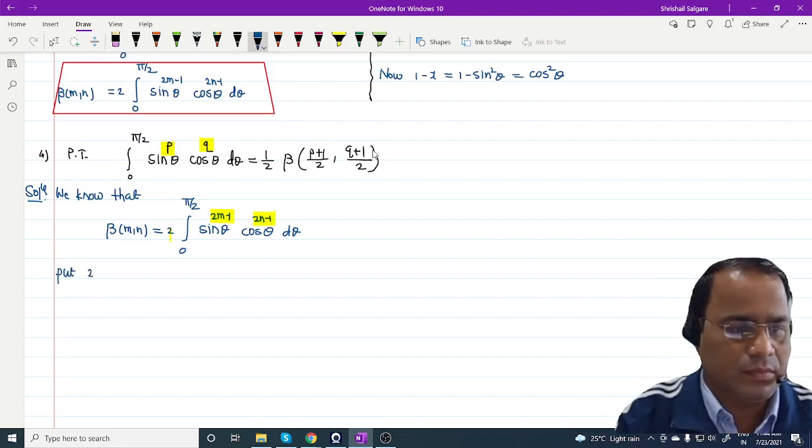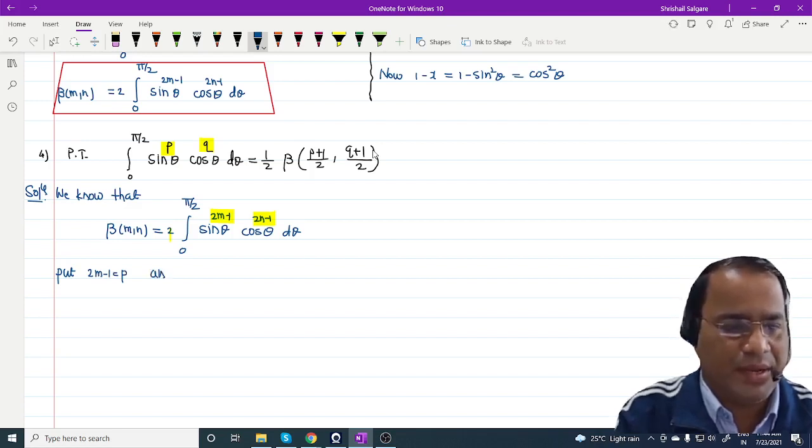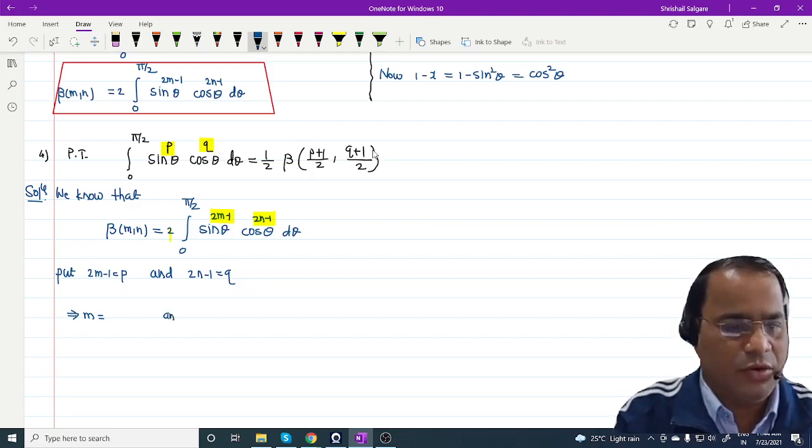p is equal to 2m minus 1. Yes, very good. 2m minus 1 is equal to p and 2n minus 1 is equal to q. From this you can calculate the value of m and the value of n from these two.